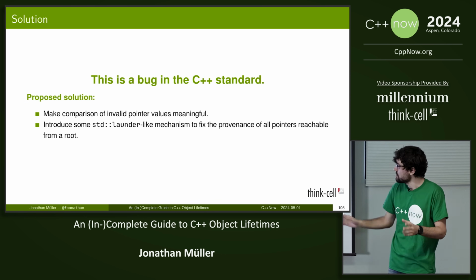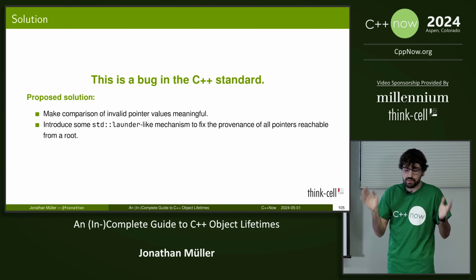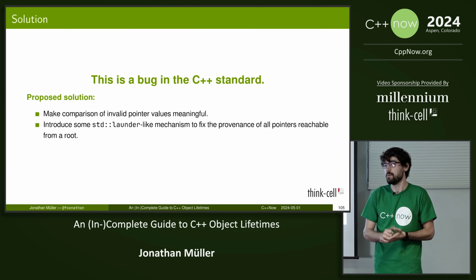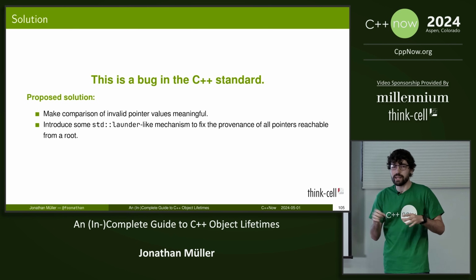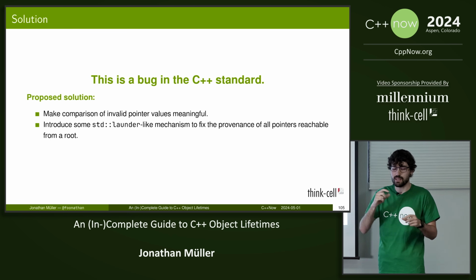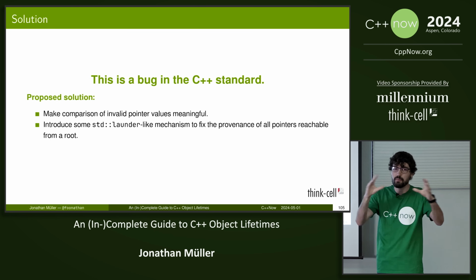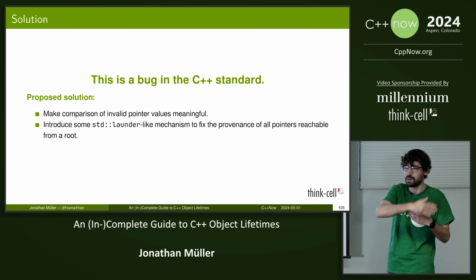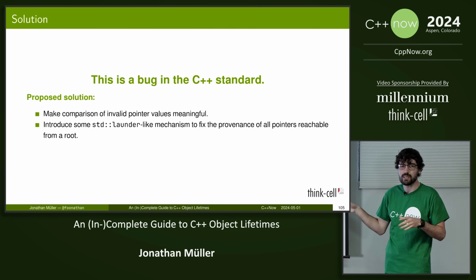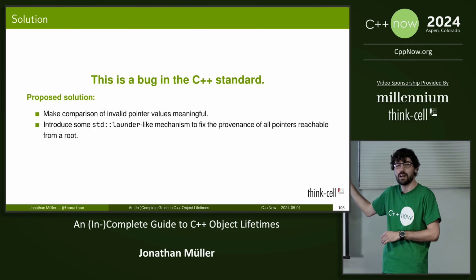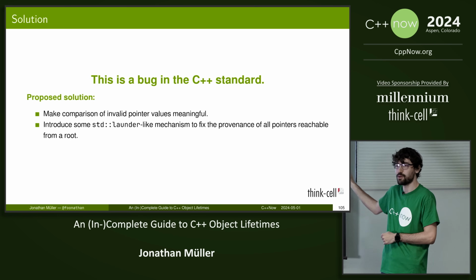And so the proposed solution from the paper says, okay, comparison of invalid pointer values should be meaningful and not implementation defined, and actually do what you sort of expect. And then we need to use some launder-like mechanism to update the provenance, but it has to recursively update the provenance of every pointer reachable from the initial pointer to make the entire thing work. But this has some serious optimization implications. So it's an open research problem in the C++ committee to make this well-formed.